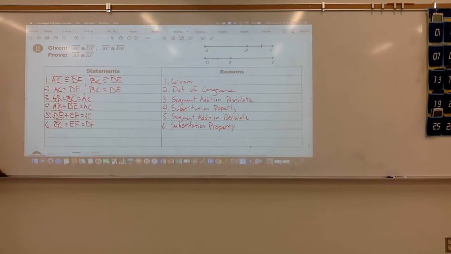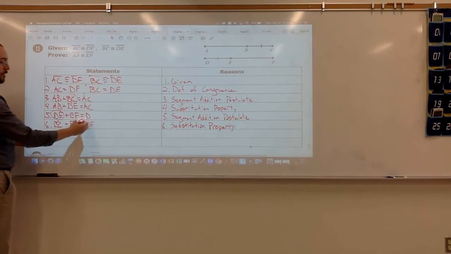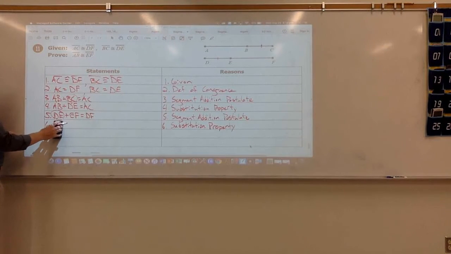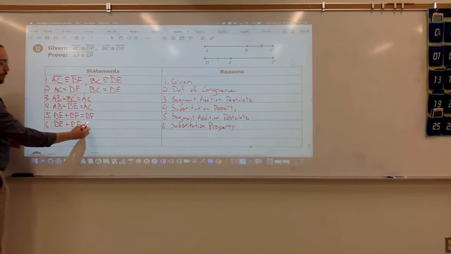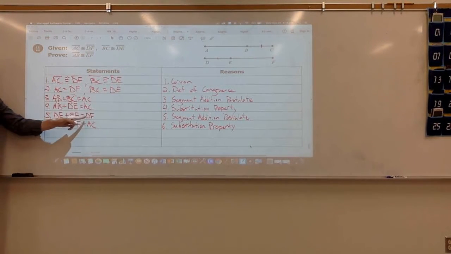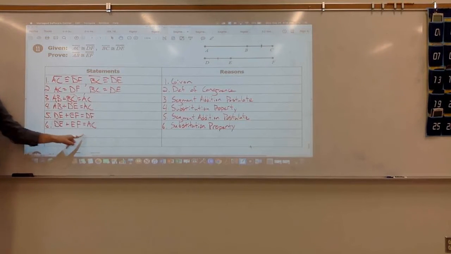That they're equal. All right, so let's leave this one here as the segment addition postulate, but then in the next line, instead of substituting that in, we can write the line you just had. So we can say DE plus EF now equals AC, and we can do that because I know AC and DF are equal, so I can substitute that.